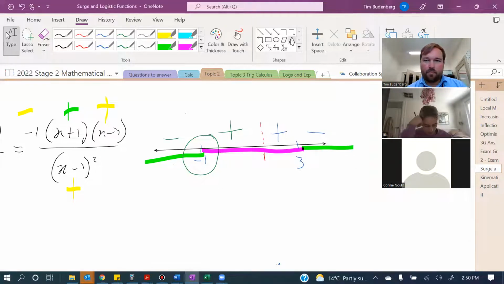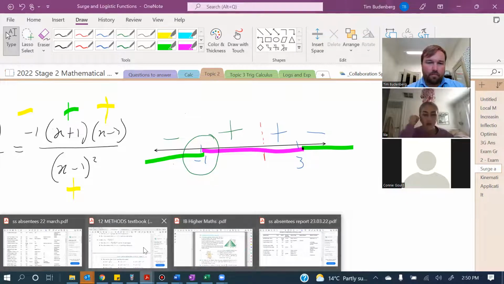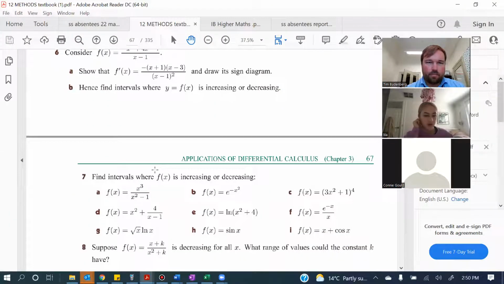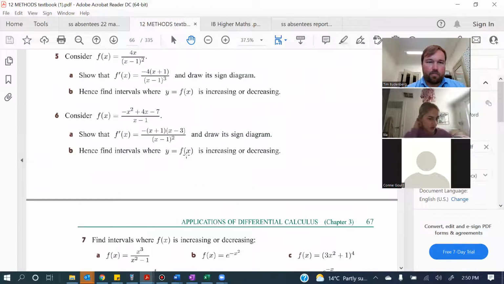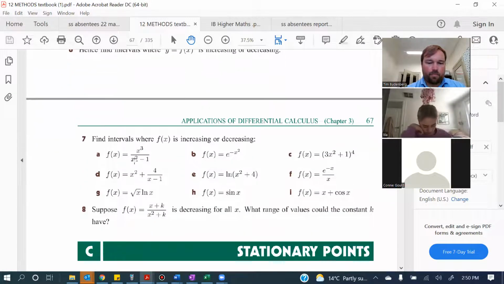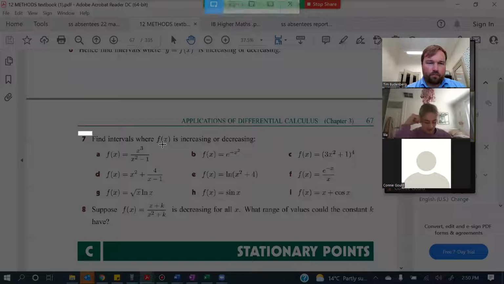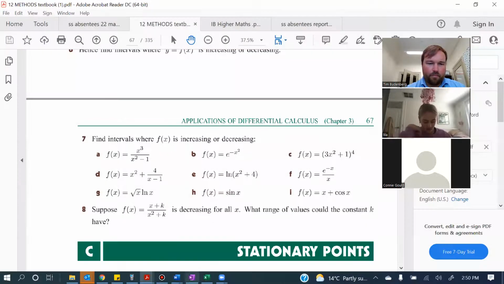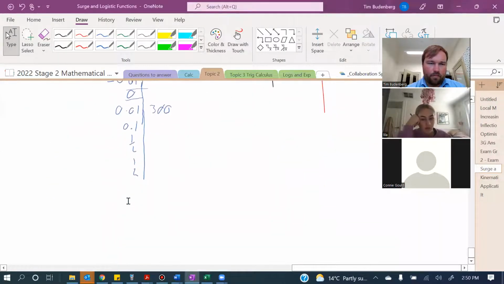With the next one, I got up to the same point. I got up to the sign diagram, and then I got confused with 7a. Because I got x equals 0, x equals plus minus the square root of 3, but I'm not sure. What did the answer say? I just looked at the answer.